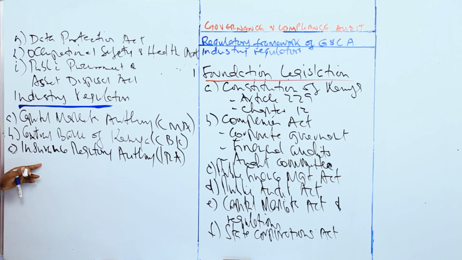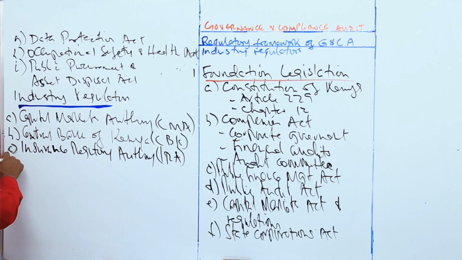And what is its audit mandate? The Insurance Regulatory Authority oversees compliance of insurance companies through regular reporting, and also it has powers to conduct inspections and require specific audits.